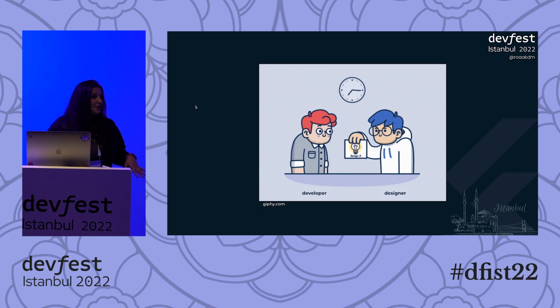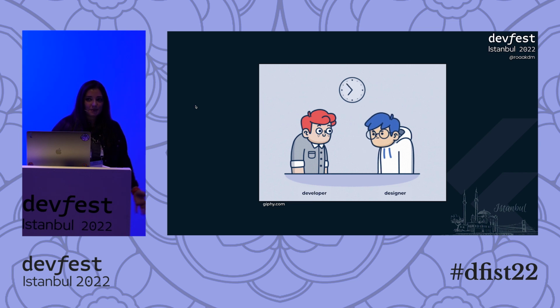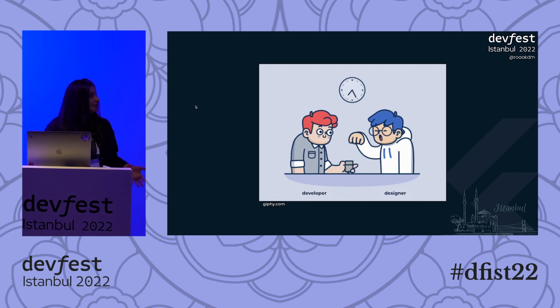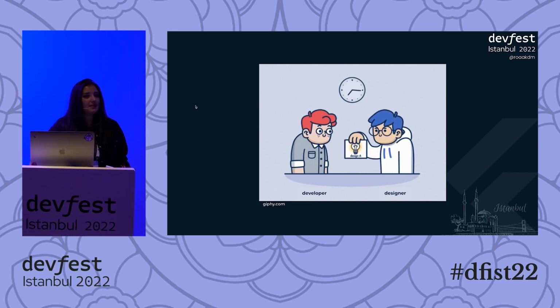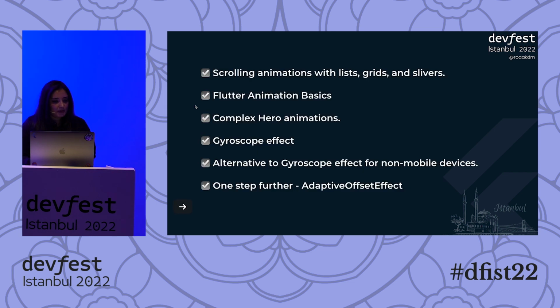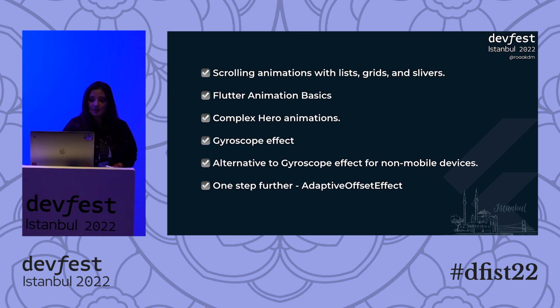In this talk, we will see how this kind of animation can be created from scratch using Flutter. And also, we are going to get one step ahead of the designer and developer and make this animation look amazing on web as well. So to do this, we are going to cover the following topics. First, we're going to see how we can do scrolling animations with lists, grids, and slivers.